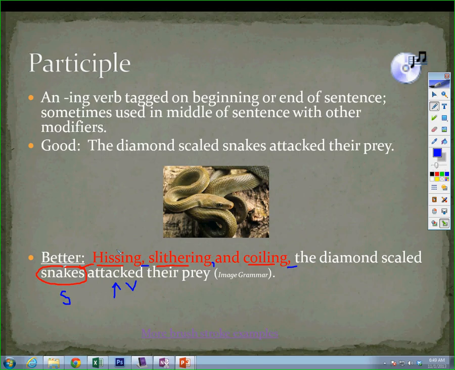But then that leaves these other words here, the hissing and the slithering and the coiling. Well, in reality, what those words are doing is describing the snakes. What kind of snakes? Well, the ones that are hissing, slithering, and coiling. And the cool thing about this, again, is you are adding more action, or a feel of action, to the sentence without making it a run-on sentence. And again, you're improving the sentence and making it more descriptive.